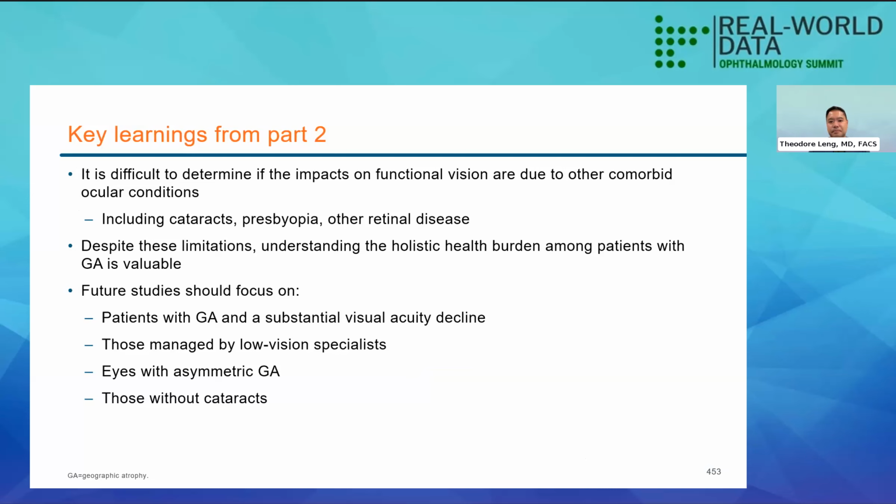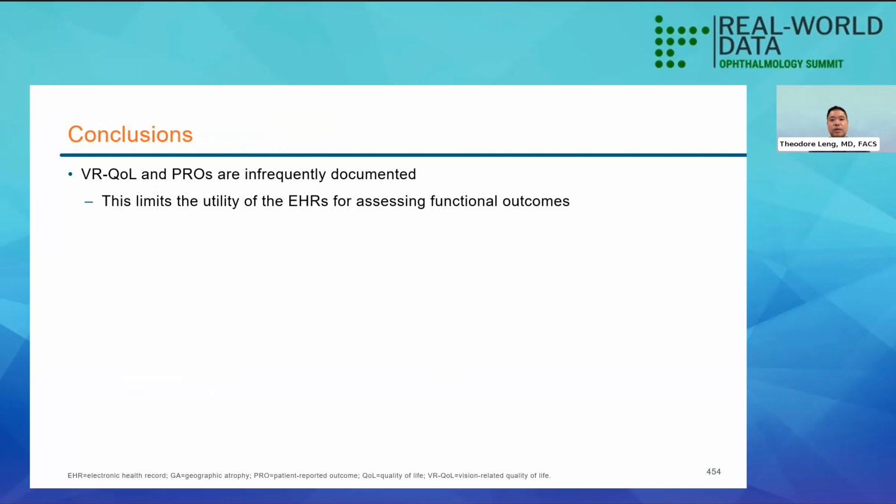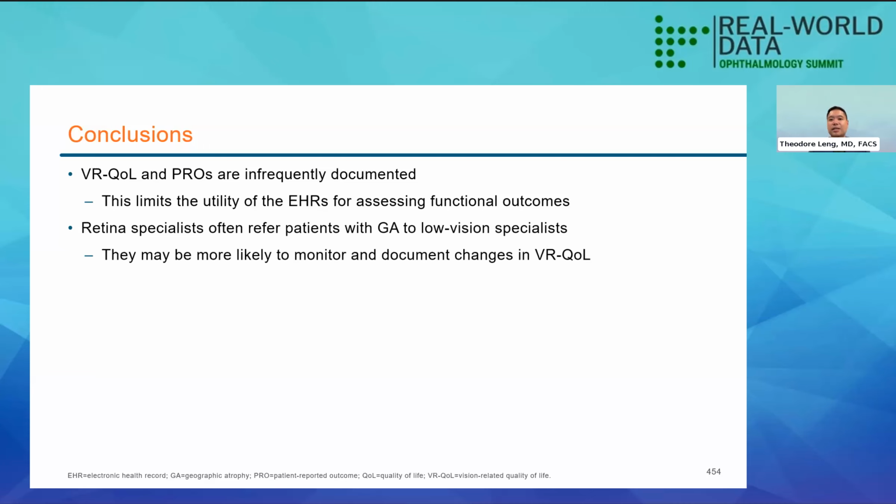So, in conclusion, vision-related outcomes are infrequently documented in the EHR, limiting the utility of these records for assessing functional outcomes. Retina specialists often refer patients with GA to low vision specialists who may be more likely to monitor and document changes in functional outcomes.